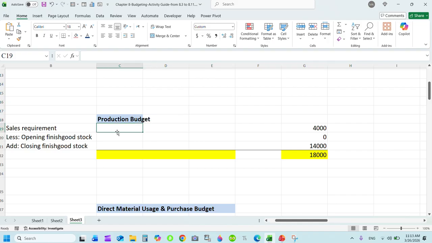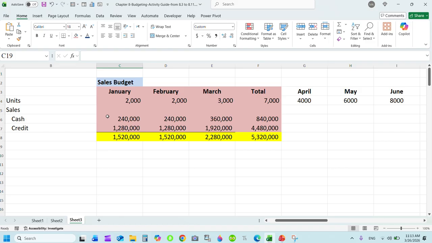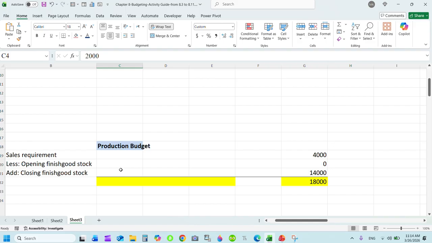Right. Lamai, now you know your sales requirement, right? You know your sales requirement, right? For the month of January, you need to sell 2000 units, right? Lamai, in the production budget, we are going to show how many units should be produced. How many units should be produced.